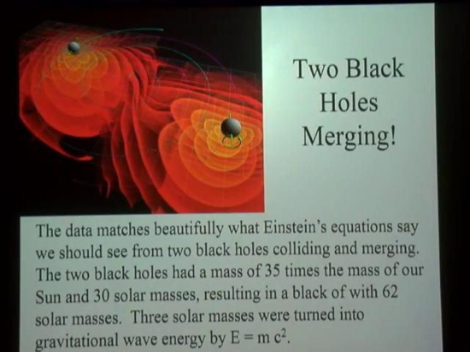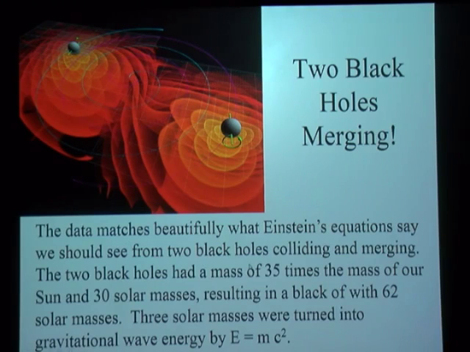Ever since the 1980s, when they dreamed about this, this was the signal they thought they might be able to see. Two black holes merging, orbiting faster and faster, and then they splash into each other and give off an enormous amount of gravity waves. Let me tell you how much they were.